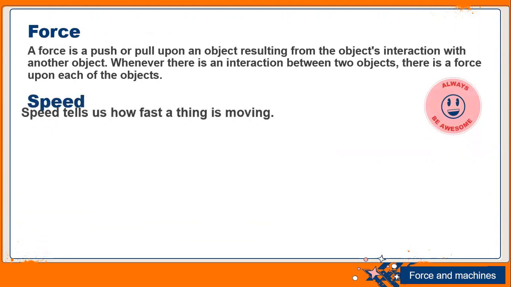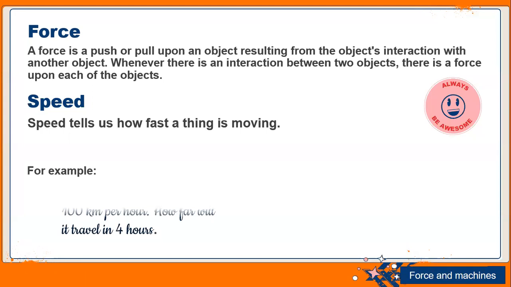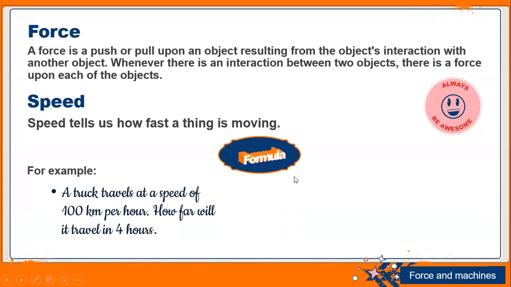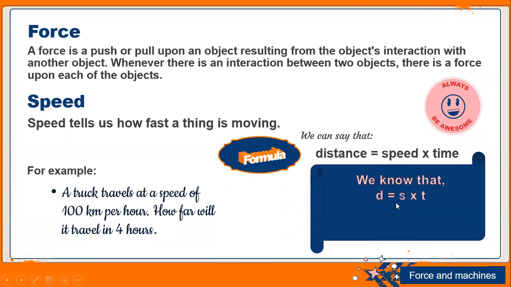Speed. Speed tells us how fast a thing is moving. For example, a truck travels at a speed of 100 km per hour. How far will it travel in 4 hours? We need one formula, so we can say that distance travelled is equal to speed multiplied by time. So d equals s multiplied by t, where s represents the speed and t represents time. So d is equal to 100, the speed of the truck, that is 100 kilometers per hour, and 4 is the time, also in hours. So just multiply and find out how far it travels, that is 400 kilometers. So distance is equal to 400 kilometers.